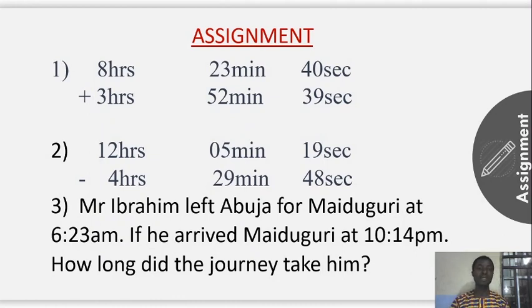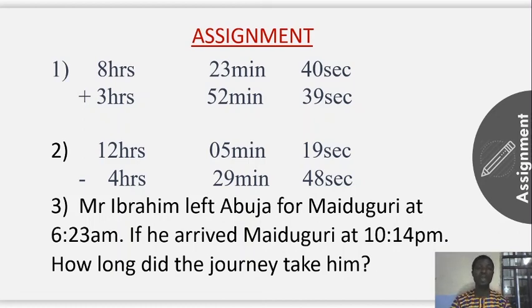So I have a little assignment here for you. I hope you enjoy doing it. Make sure you do it, okay? Number 1: 8 hours, 23 minutes, 40 seconds, plus 3 hours, 52 minutes, 39 seconds. Number 2: 12 hours, 05 minutes, 19 seconds, minus 4 hours, 29 minutes, and 48 seconds. We have 05 there. 05 means 5 minutes.